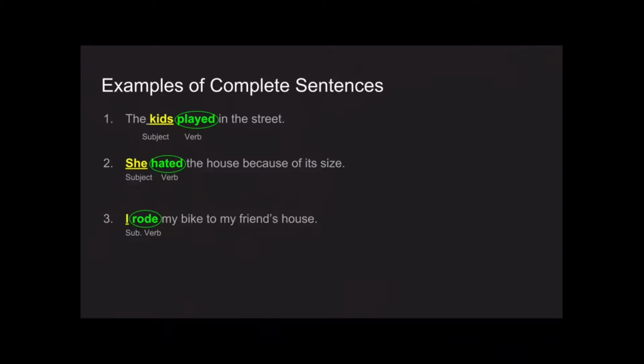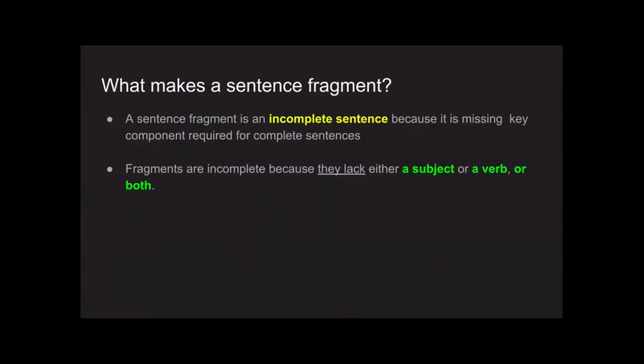So just a review, you need those 3 things to be a complete sentence. It's got to form a complete thought, and it must have a subject and verb. So let's now go ahead and talk about sentence fragments. So sentence fragments are incomplete sentences in some way because they're missing key components required for complete sentences. Fragments can sometimes be incomplete because they lack either a subject or a verb, or sometimes both.